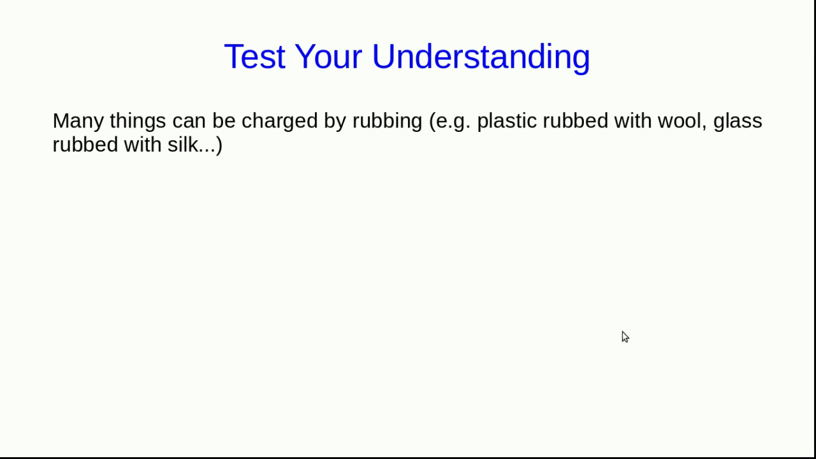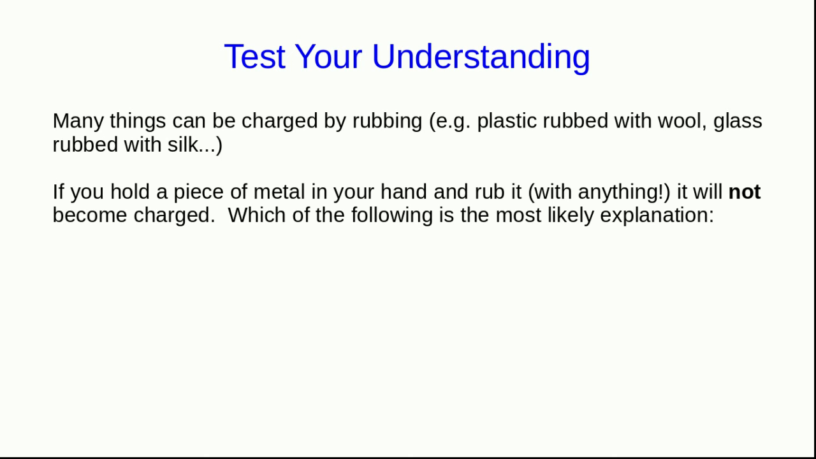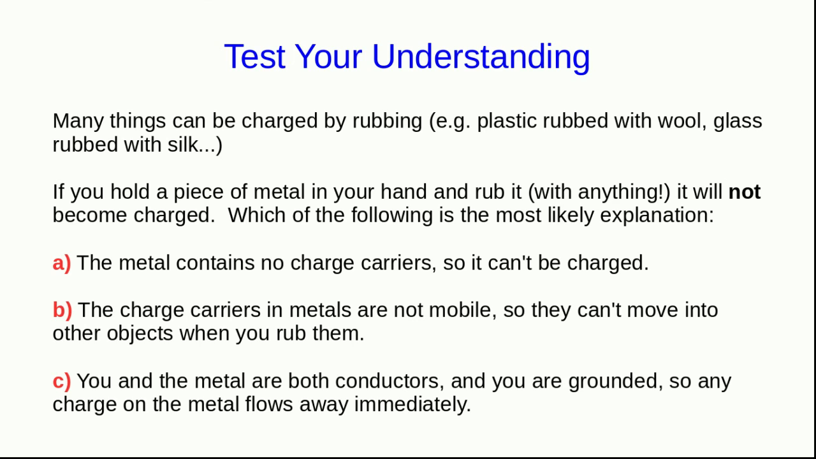Let's have a question to see how well you're understanding things. So, as you've seen, many things can be charged by rubbing. The example we've seen is plastic rubbed with wool. Another example is glass rubbed with silk. But if you hold a piece of metal in your hand and rub it with anything, it doesn't matter what you rub it with, it will not become charged. So, here are three possible explanations for this. Choose which one of these you think is the most likely.